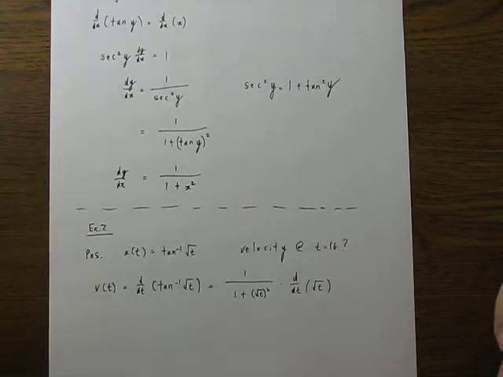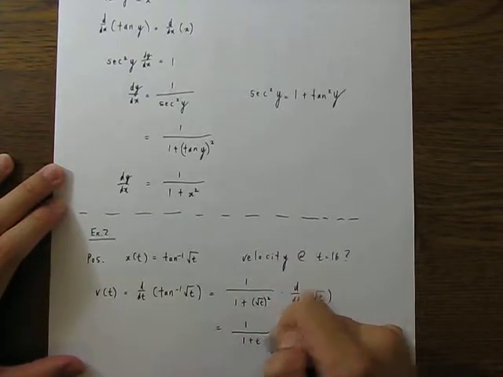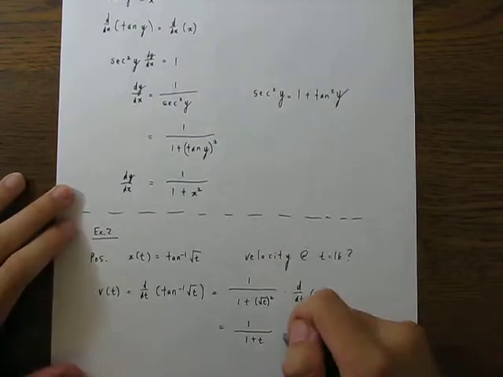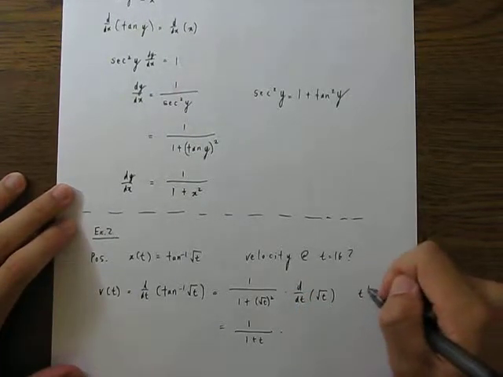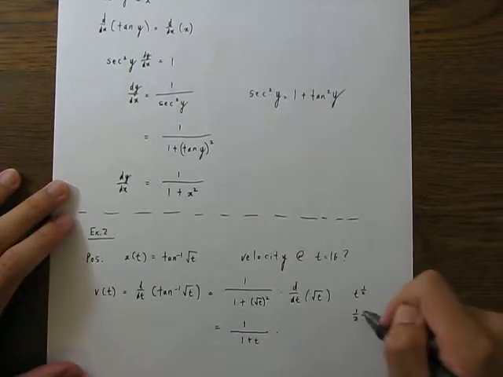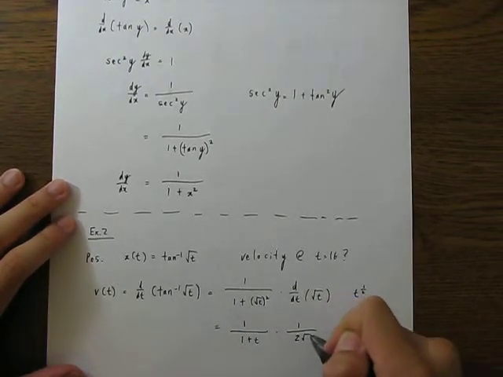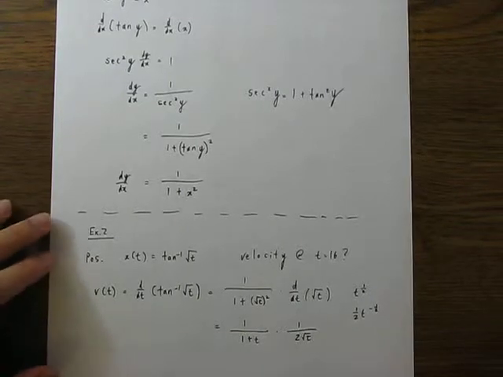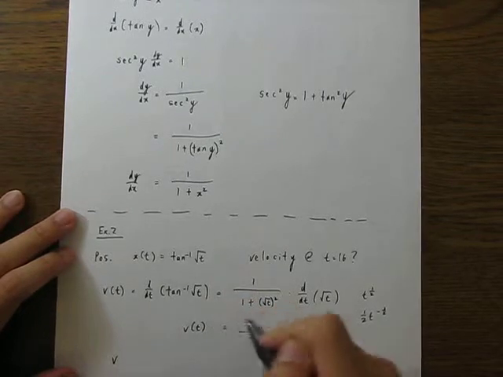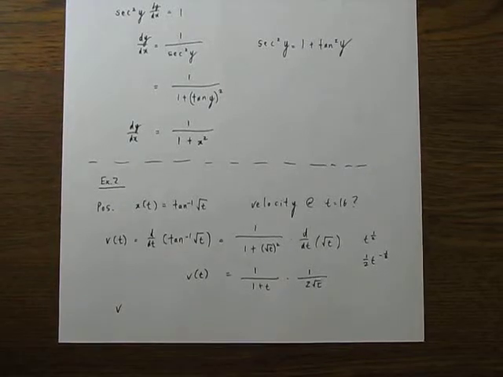What you end up getting is 1 over 1 plus t, because your root and your square cancel out, multiplied by the inside. This is technically t raised to the 1/2 power, so now you're going to move this down, so 1/2 t raised to the negative 1/2, and this, of course, is equal to 1 over 2 root t. So now you have your velocity function. This is also your first derivative.